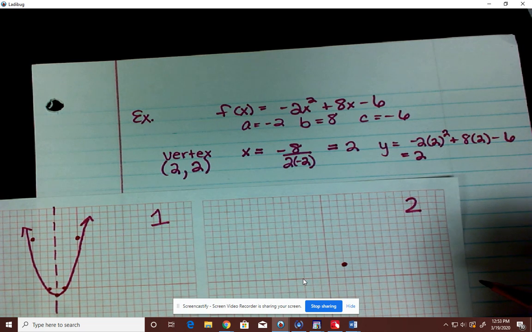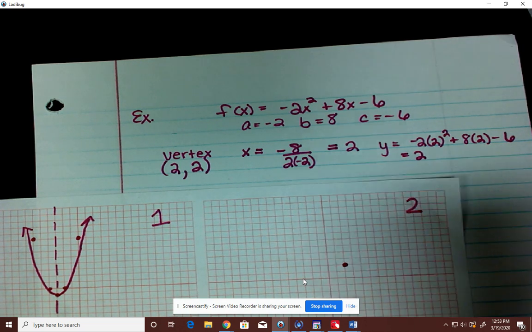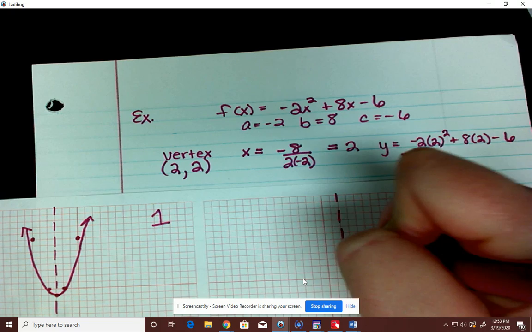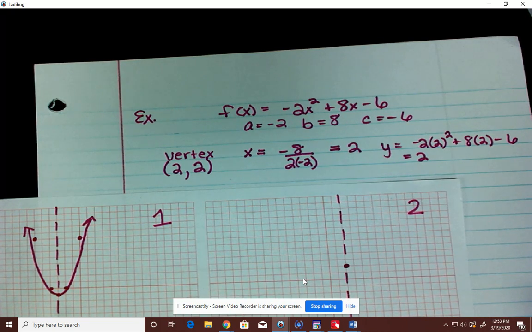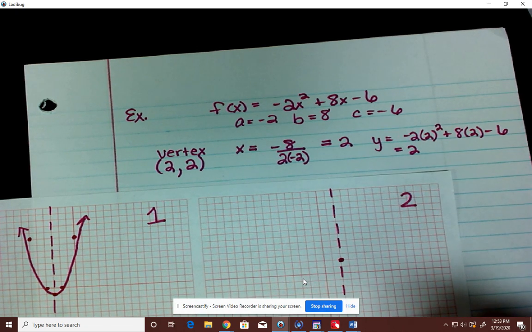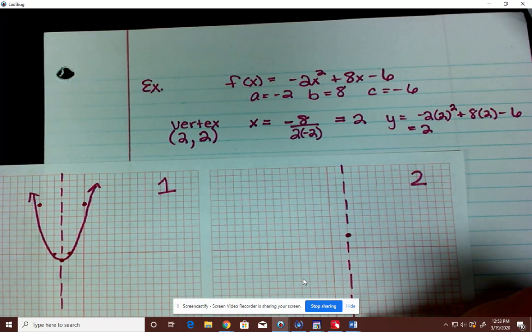My next step is to draw in my axis of symmetry. So that's a vertical line. I draw it as dashed through my vertex. So where you plot that point, just draw a vertical line like this.